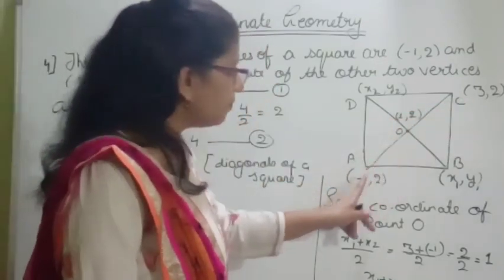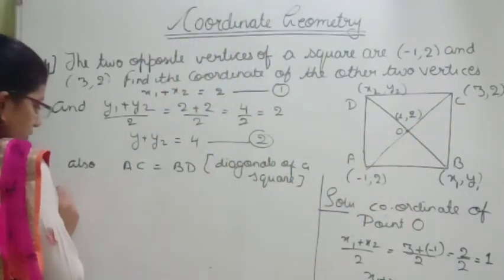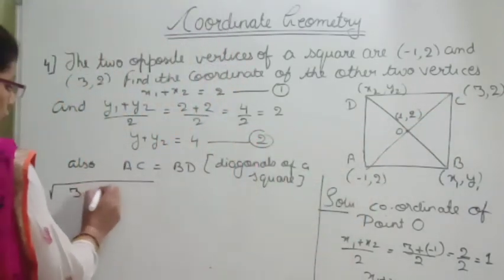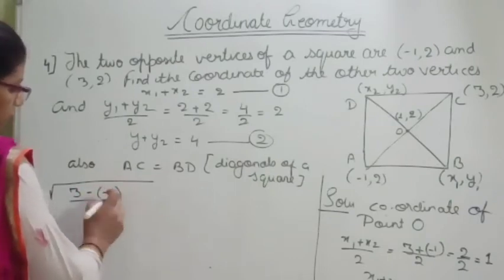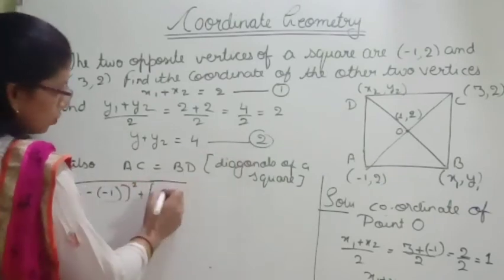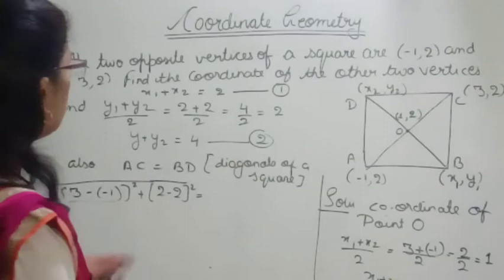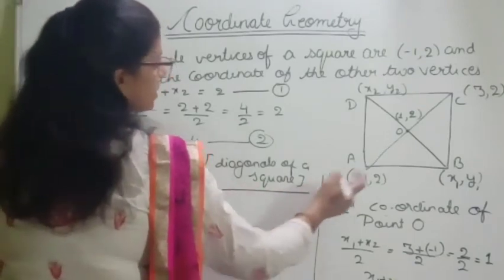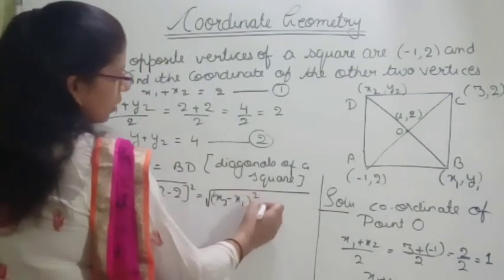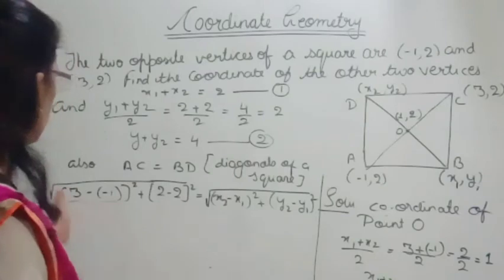By the distance formula, AC is the square root of (x1 minus x2) whole square plus (y1 minus y2) whole square. So 3 minus of -1, whole square, plus 2 minus 2, whole square, should be equal to the diagonal BD, which is the square root of (x2 minus x1) whole square plus (y2 minus y1) whole square. Either x2 minus x1 or x1 minus x2, whatever you want to do. So this we got.